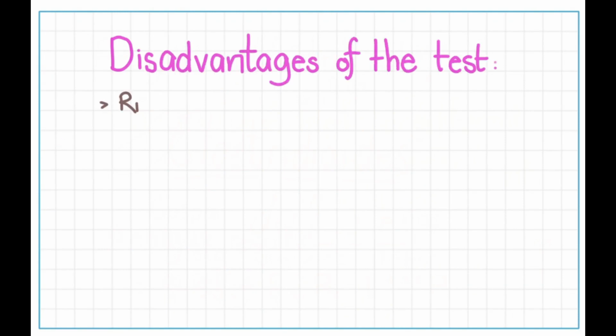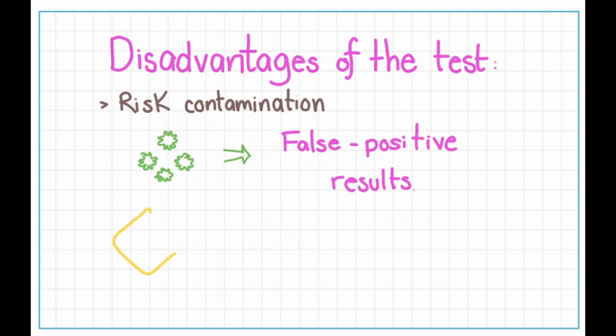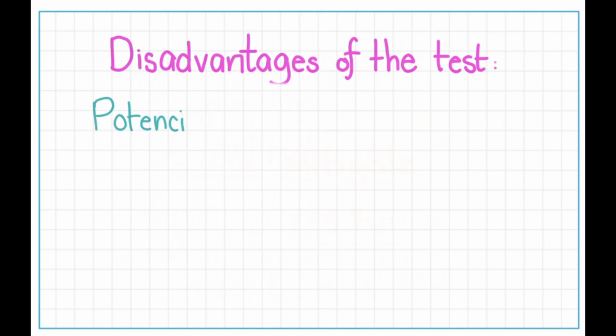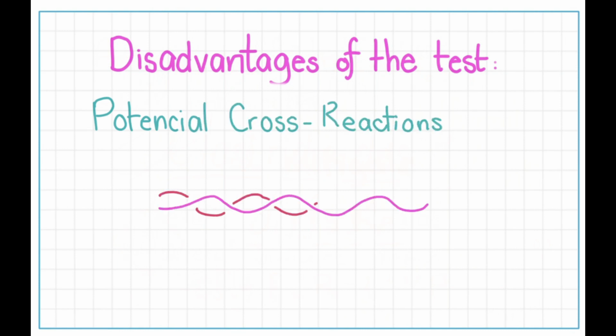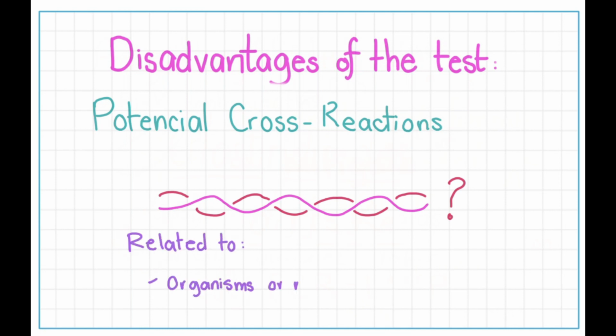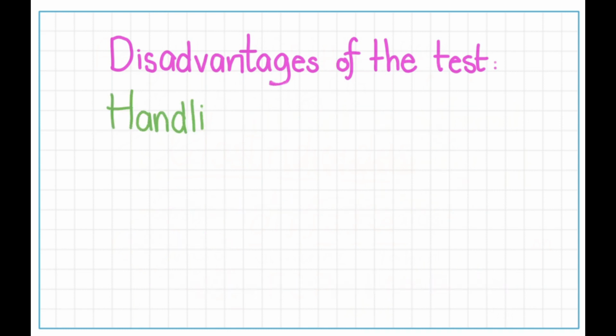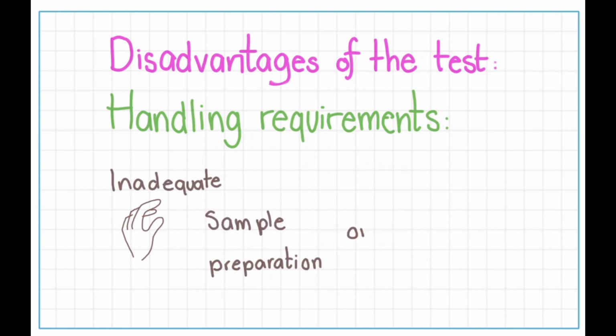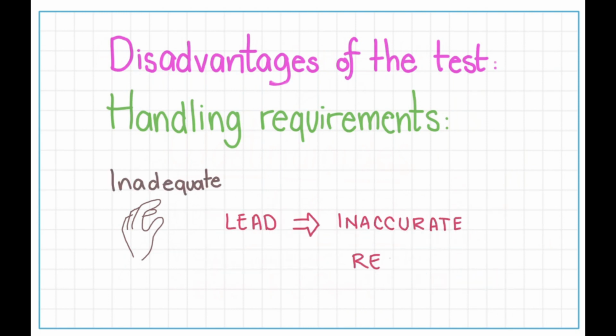Disadvantages of the test: risk of contamination, which can lead to false positive results. Proper laboratory practices and contamination controls are essential to mitigate this risk. Potential cross-reactions: although PCR-LAMP assays are designed to be highly specific, there is a risk of cross-reactions with closely related organisms or non-specific amplification, particularly if the assay targets conserved regions of the genome. Handling requirements: proper handling of clinical samples and reagents is critical to ensure the accuracy and reliability of PCR-LAMP results. Inadequate sample preparation or storage can lead to inaccurate results.